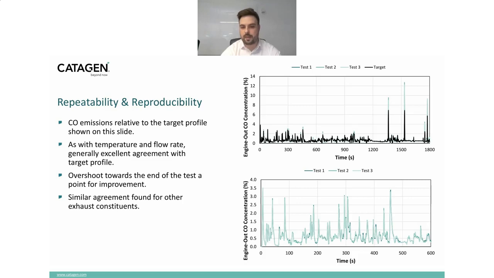Again, at the bottom trace, I've sort of highlighted a shorter window of the test to really showcase that repeatability. Again, there are 3 test profiles in there, although it might not seem like it. And again, we're getting this really great repeatability between tests. So it gives us good confidence that any results we get from the drive cycle testing, any variance we see in emissions performance, is due to catalyst variance rather than test-to-test variance.